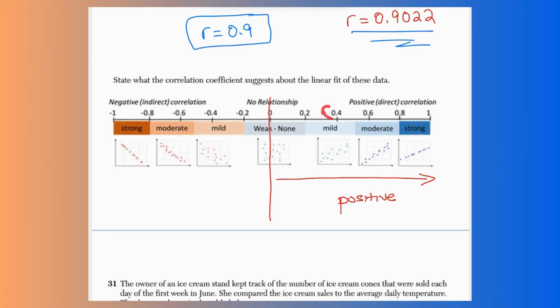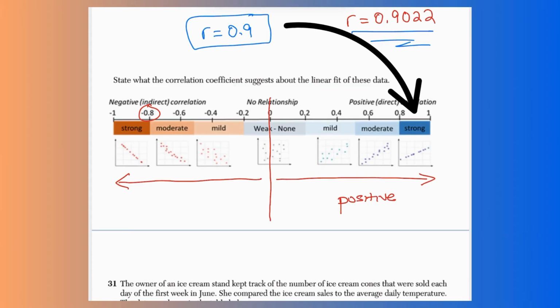So a value like 0.4, we would call it mild or weak. Still positive, but weak. Now, the same thing happens over on the left. The closer I get to -1, the stronger the relationship is. So a number like -0.8, that would also have a strong relationship. It would just be strong negative versus a strong positive in 0.8. So when we look at our correlation coefficient of 0.9, that is very close to 1. And so we can definitely say that this has a strong positive correlation.